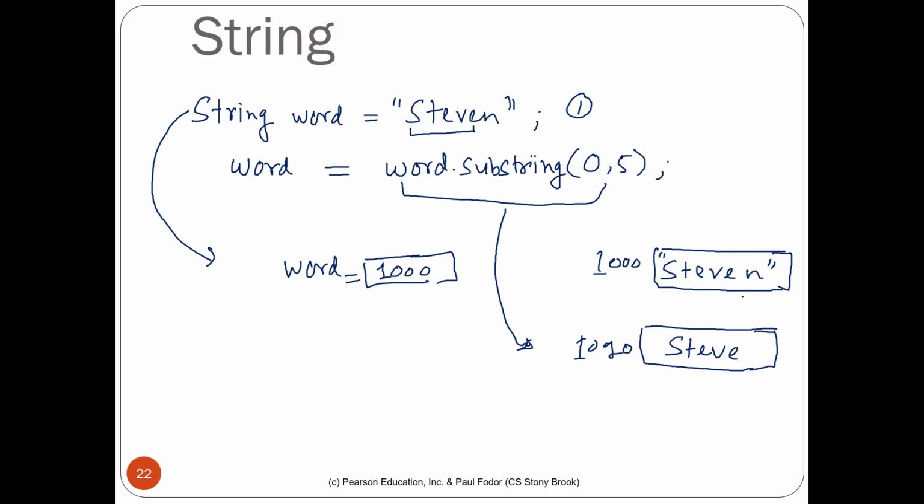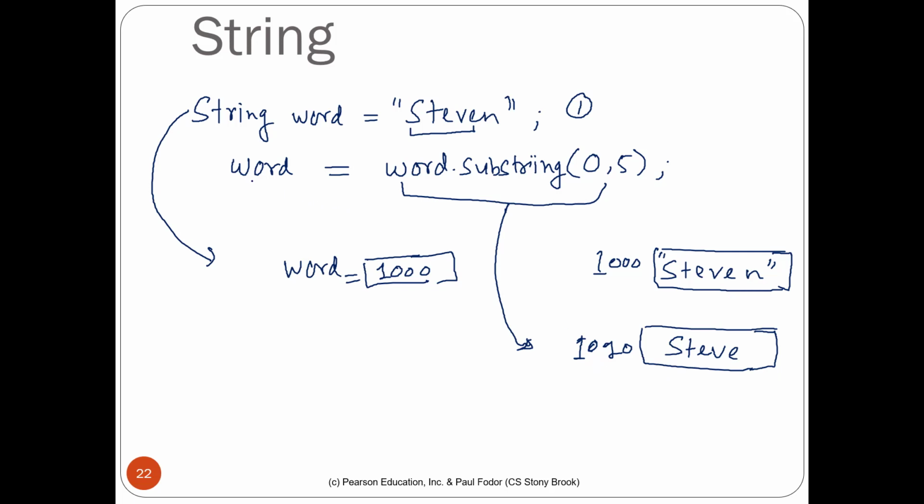You did not change Steven. You created a new string with the value Steve, which is stored at a different location, which is 1010. It's no more 1000. At the memory location 1000 you still have Steven. Alright, so the right hand side is creating a substring of Steven and it is stored at a different memory location, which is 1010.